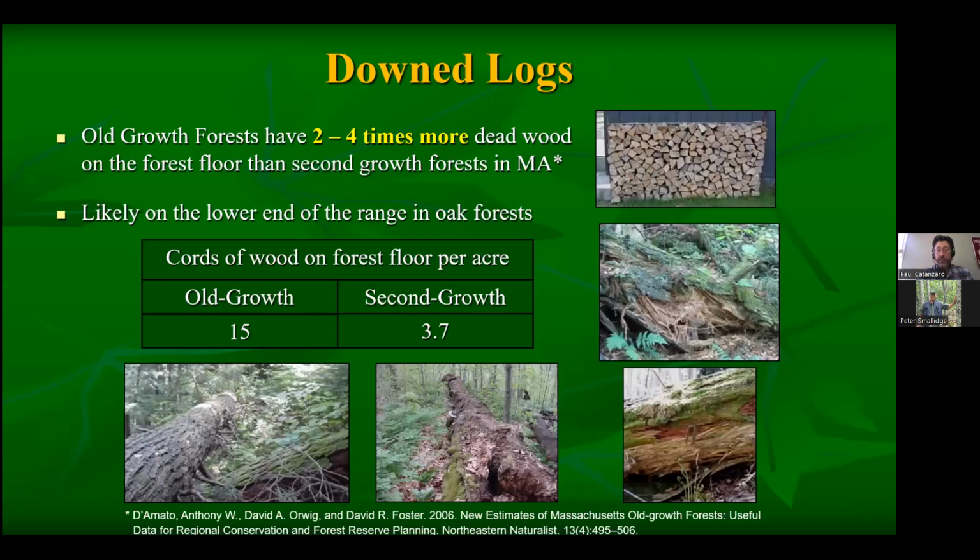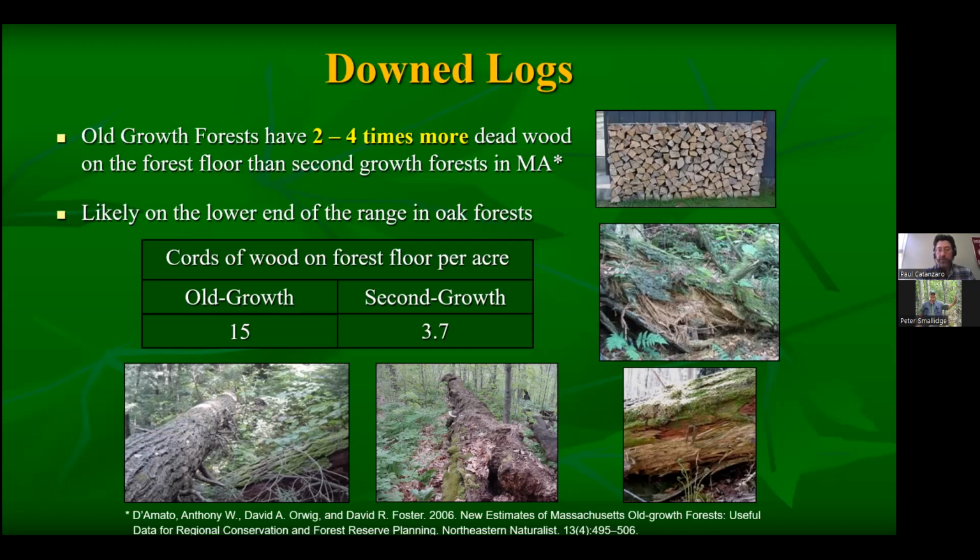So another characteristic, of course, is dead wood, both down dead logs as well as standing logs. This is part of Tony's dissertation work. He estimated that there's about 2 to 4 times more dead wood in old growth forests than in our second growth forest. And that's going to vary a little bit by forest type because of densities and shade tolerance and things like that. But the take home from this is twofold. One, that there's a lot more down dead logs in old growth forests, and two, that this dead wood is in a variety of decomposition stages.